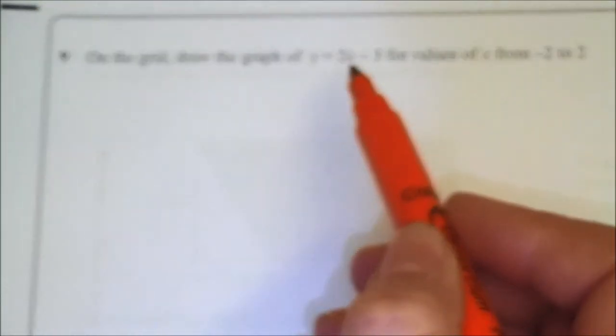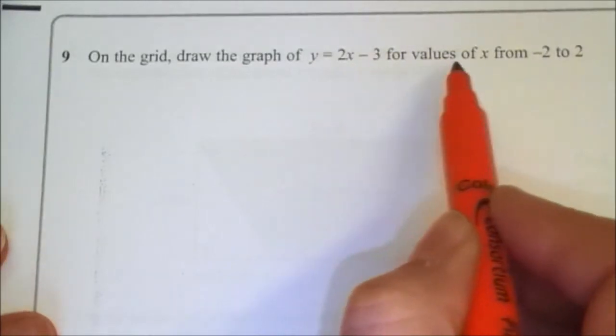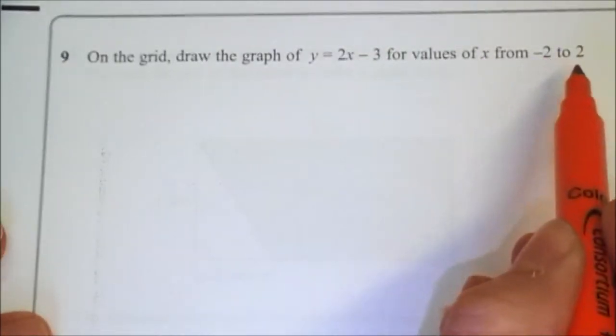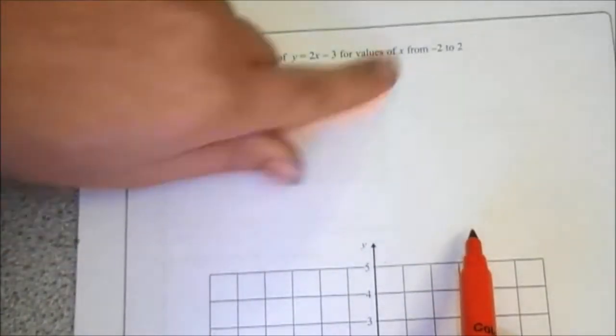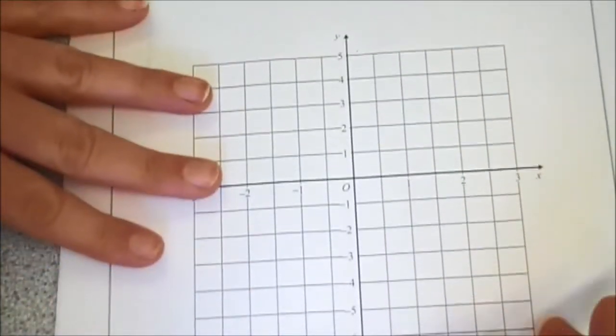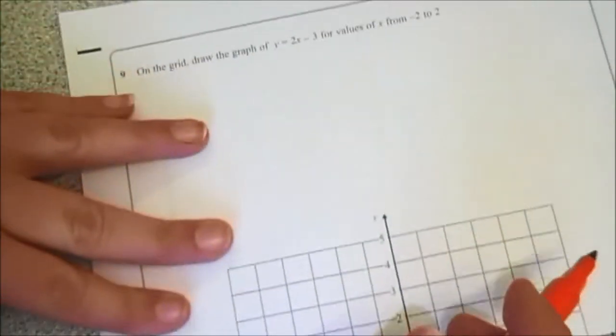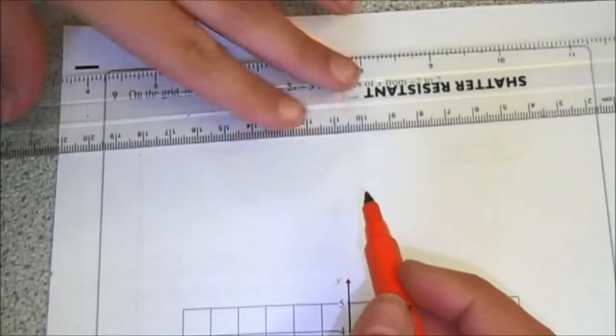There are no powers. On the grid, draw the graph of y equals 2x minus 3 for values of x from negative 2 to 2. And they've been generous here and given you all of this empty space, which should prompt you to put a table of values in. They might not give you so much empty space, and also on a GCSE, they might not give you the axes. So they've been super kind to us here. I'm going to put my table of values in.